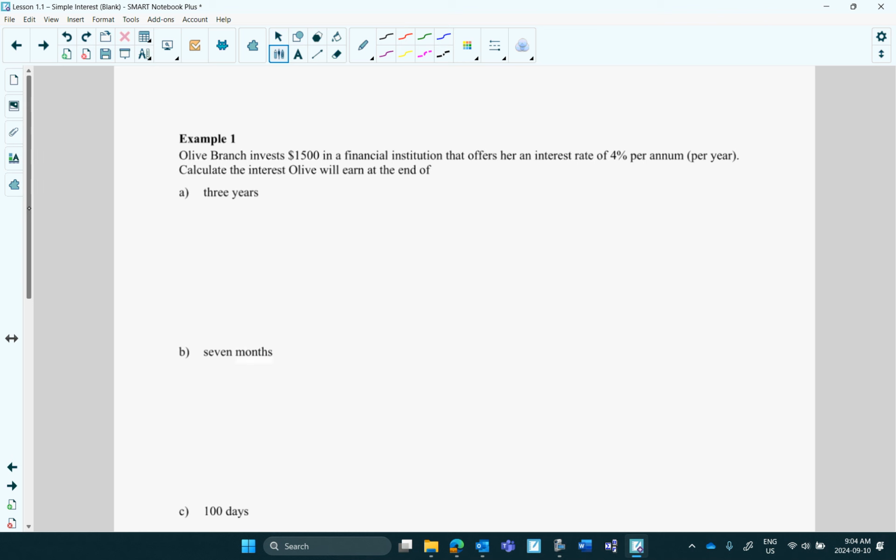So you've got Olive, who invests $1,500 in a financial institution. She gets an interest rate of 4% per annum. Annum also means same as annual or per year. Calculate the interest she's going to earn at the end of different time periods. So 3 years, using the interest formula, and you don't have to write this, but I'm going to write this on the slide. The interest is what's unknown. How much is the principal? How much does she invest?